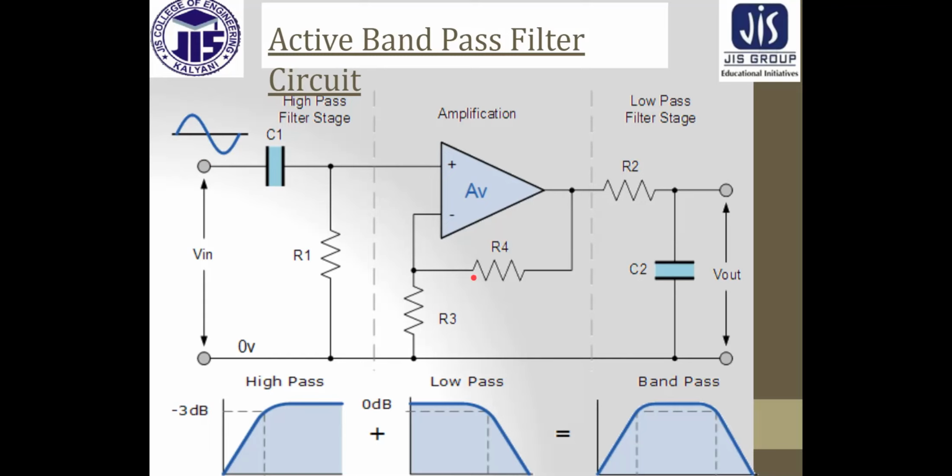So this is the circuit diagram of active band pass filter using op-amp, where one high pass filter and another low pass filter is being cascaded.